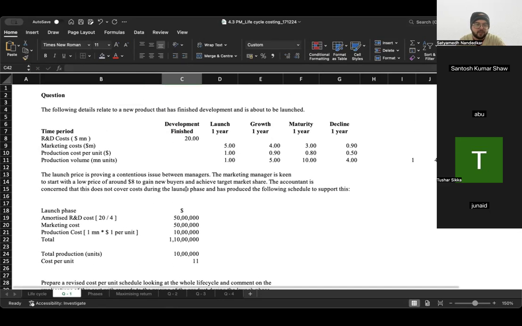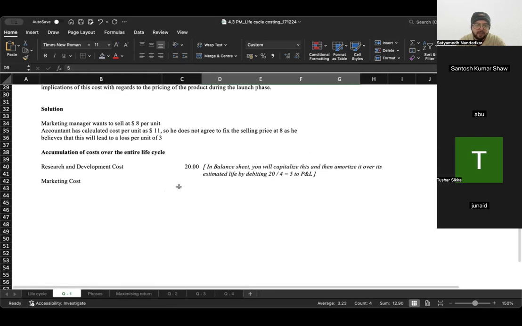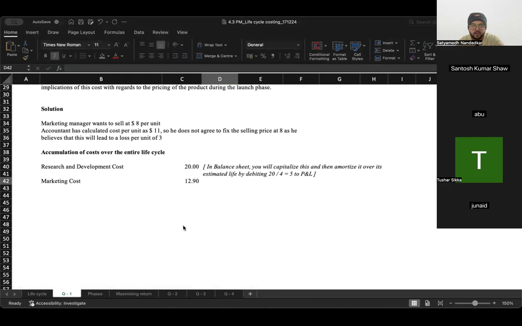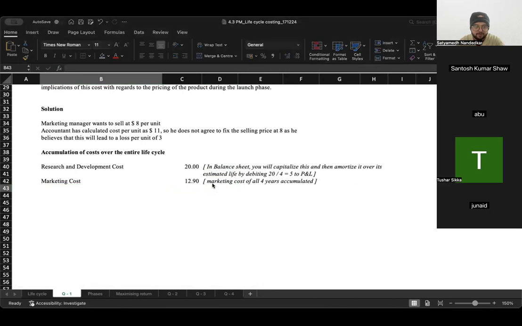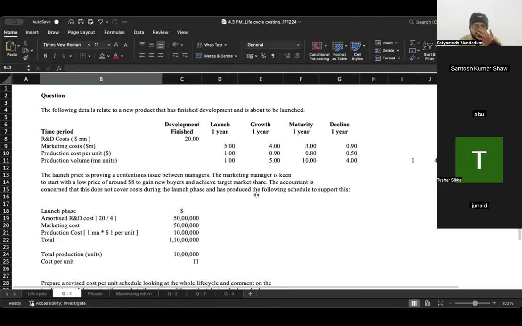Then marketing cost. What is the marketing cost? Total 12.9. Okay, this is the marketing cost of all the 4 years accumulated. Year 1, year 2, year 3, year 4, that is the total marketing cost of all the 4 years. Then, what is the next one?